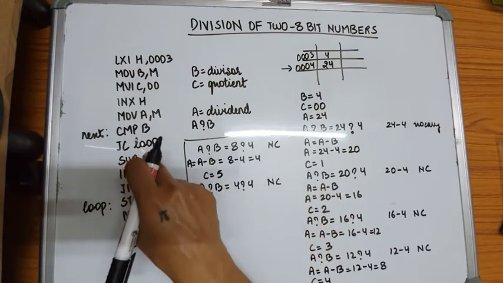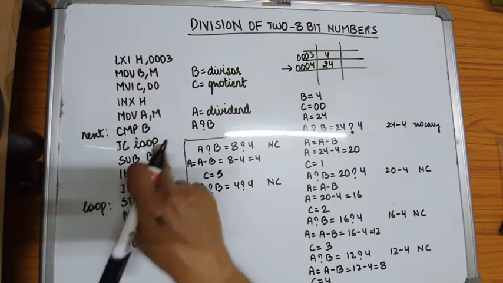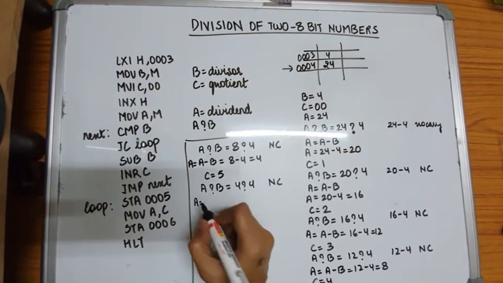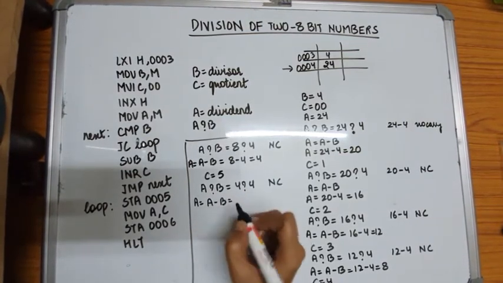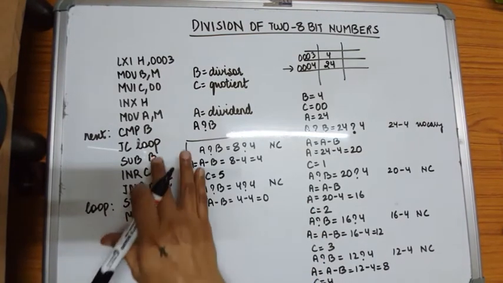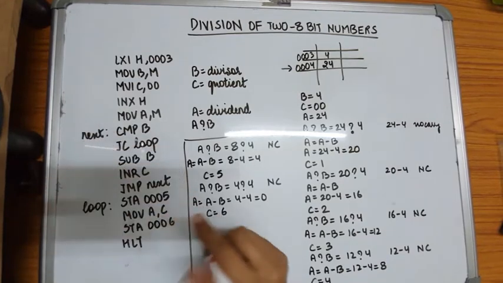So after this, what step? We will not move to the jump if carry to loop. We are not going here. We are going to this place, SUB B. So again, I do what? A equals A minus B equals 4 minus 4. Now A has become 0. After this, I do what? INR C equals 6 and jump next.